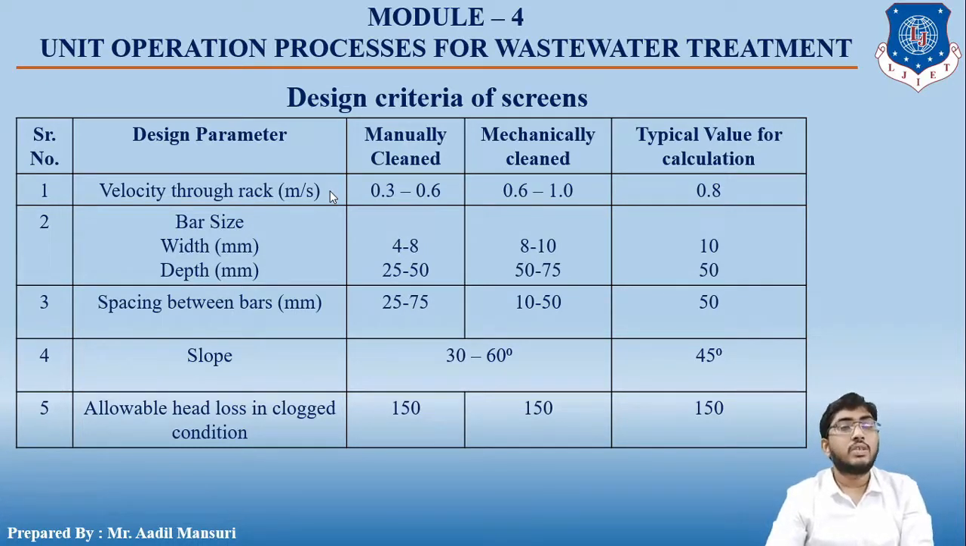Okay, so the first one is the velocity through rack. For a manually cleaned screen, it is 0.3 to 0.6 meter per second, and for a mechanically cleaned screen, it is 0.6 to 1 meter per second. And if you are not given any values for calculation during the design of the screen, then you have to assume 0.8 meter per second.